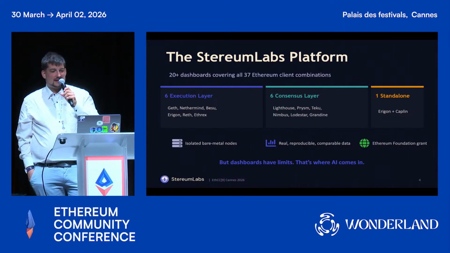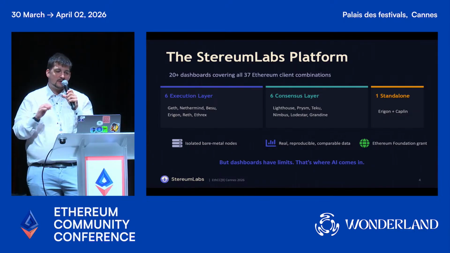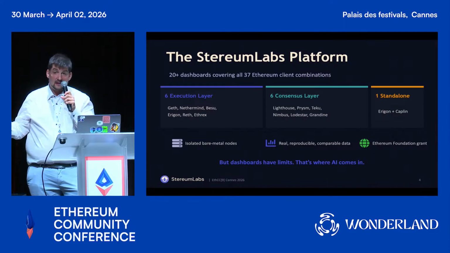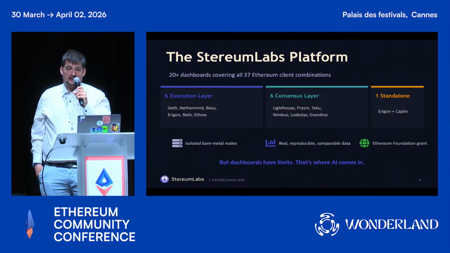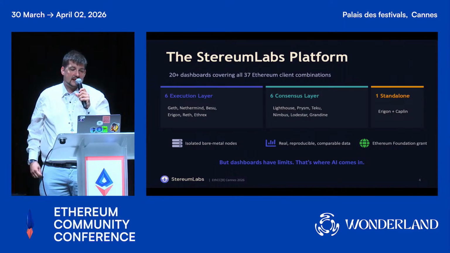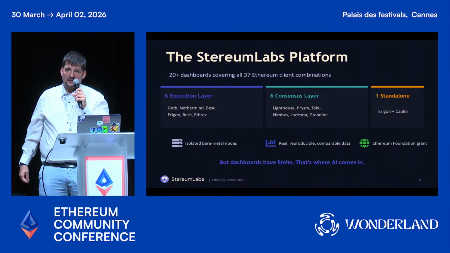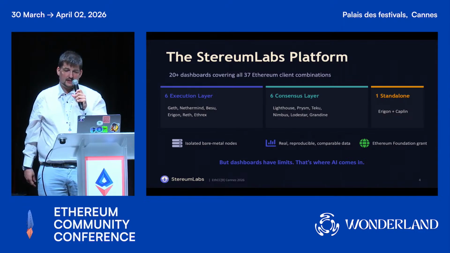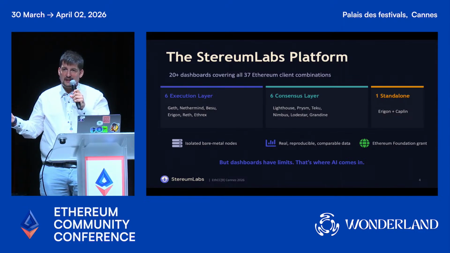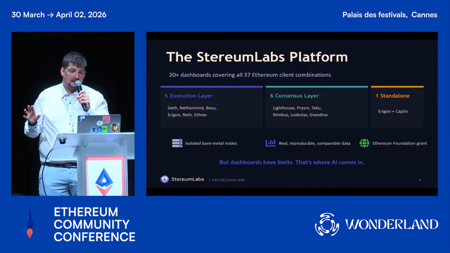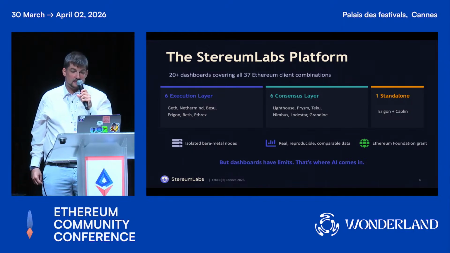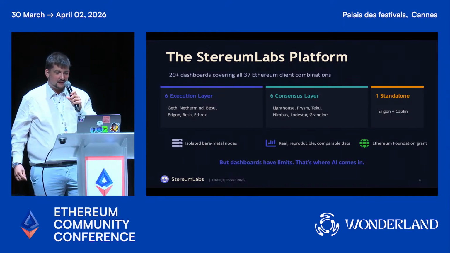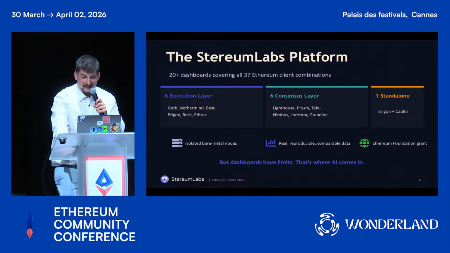So here comes the StereumLabs platform. As I said, we run all major execution layer and consensus layer combinations and one standalone Erigon Caplin. And we have 20-plus dashboards that help you monitor them and answer all these painful questions. We run them on isolated bare metal nodes, so we make them real, reproducible, comparable data. And yes, we got an Ethereum grant, so thank you very much for that.